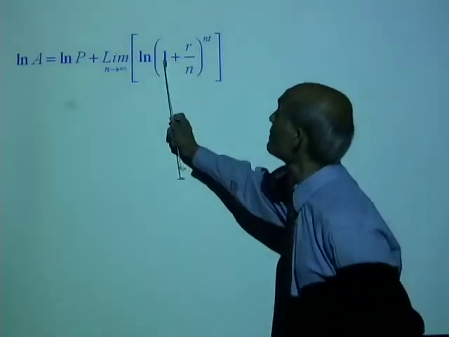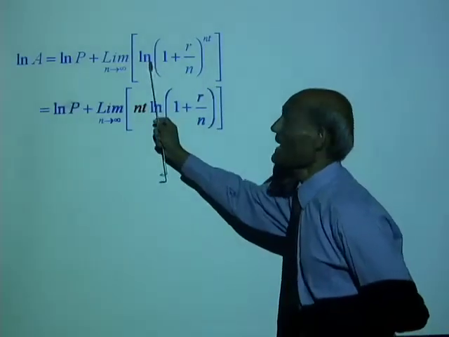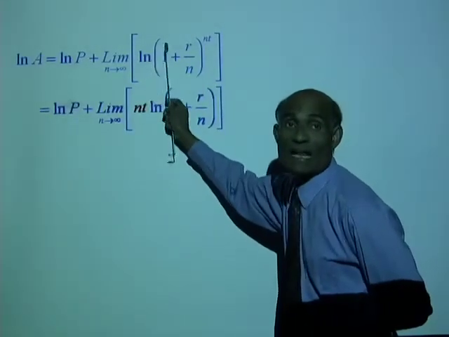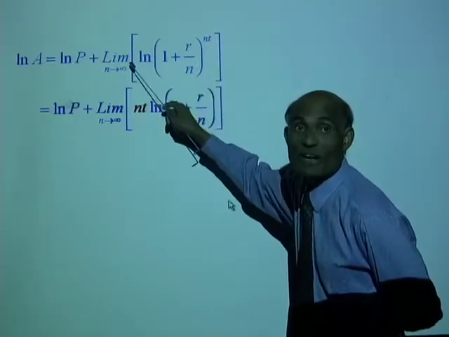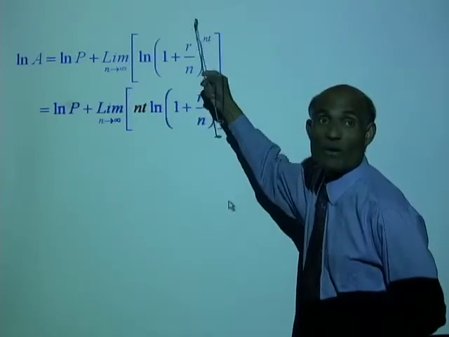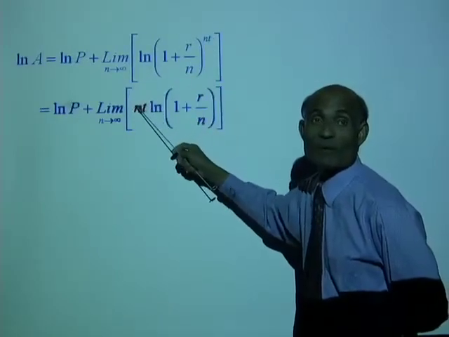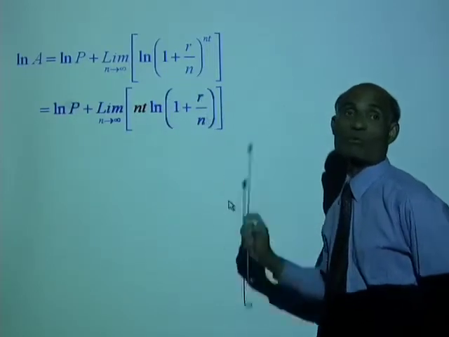And how do we deal with that limit? Well, you know that ln of a to the power of x is x ln a. So it becomes now nt gets multiplied, it'll be nt ln of 1 plus r over n.